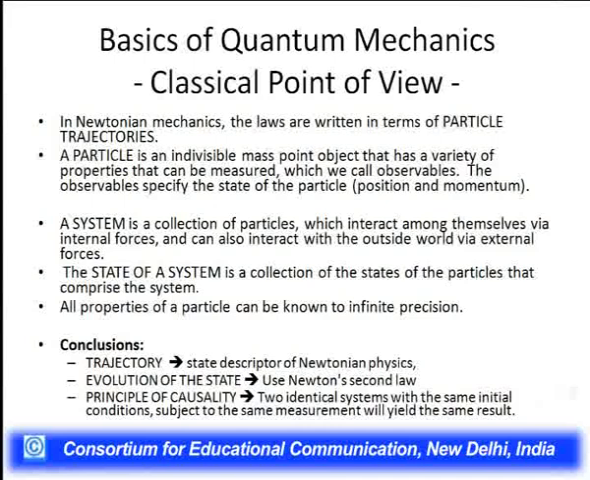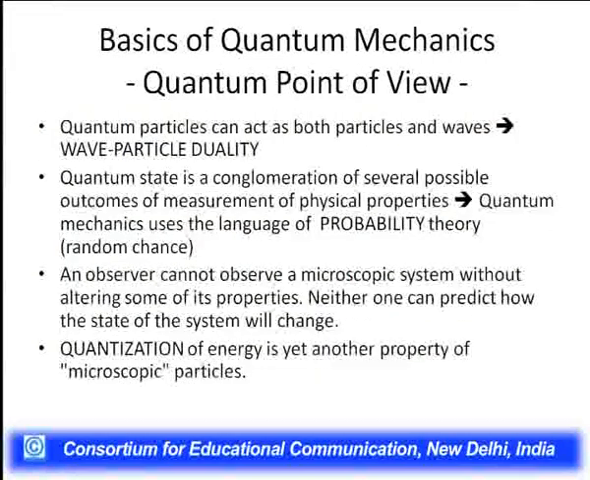What are the conclusions in the classical point of view? Trajectories define the state descriptor of Newton's physics, and the evolution of the states uses Newton's second law. And by the principle of causality, two identical systems with the same initial conditions, subject to the same measurement, will yield the same result.